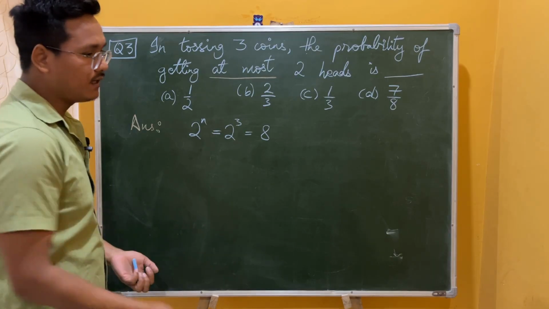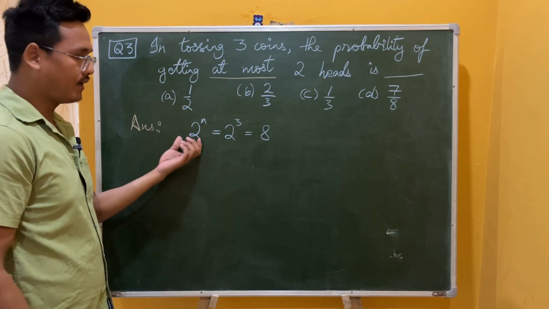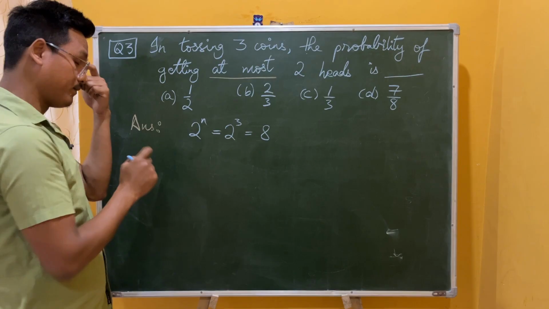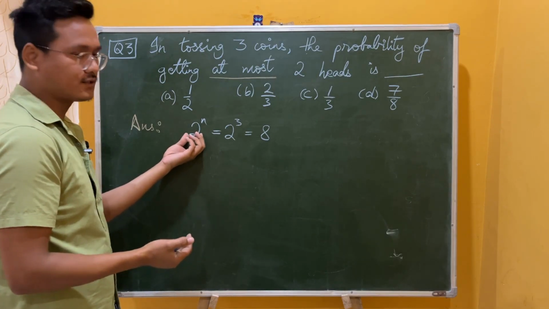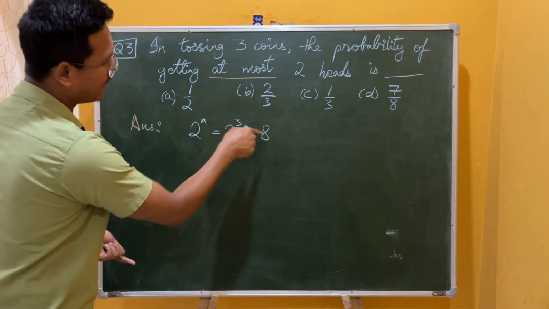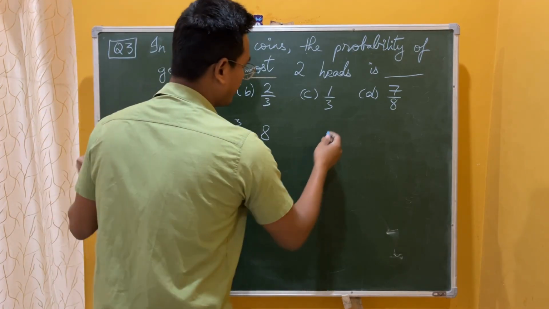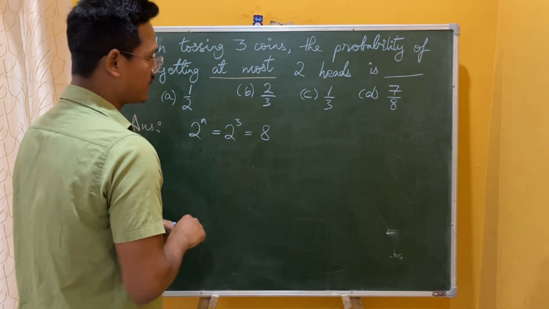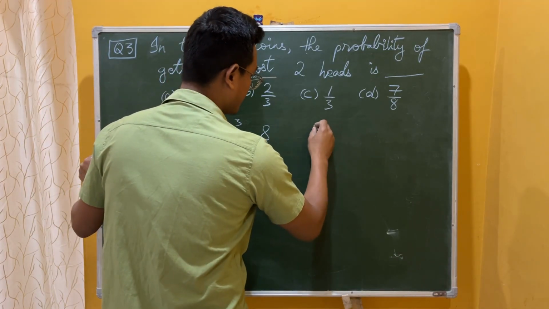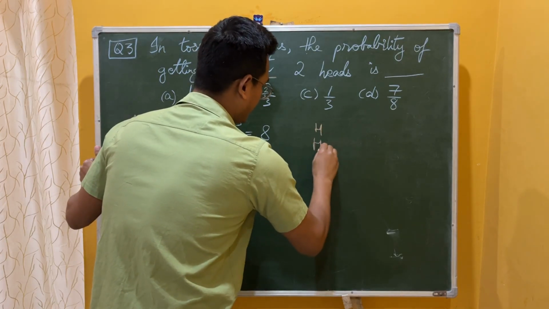If we were rolling a die, then there are 6 outcomes. If you are rolling 2 dice, then it will be 6 to the power 2. If it is 1 die, then it's 6 to the power 1, right? So in this case, we must have 8 outcomes. So how do we find the outcomes? This is a trick which it would be better if you remember, and it's quite easy and interesting. Look here. First write this.